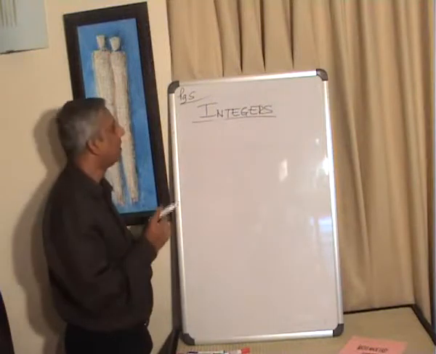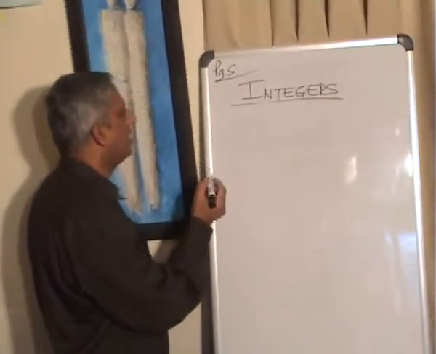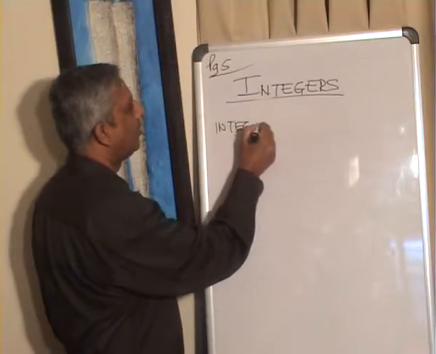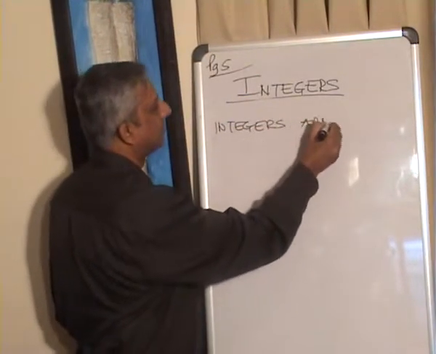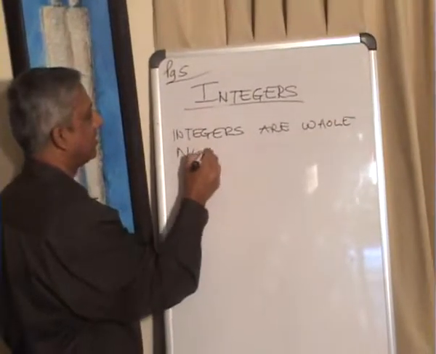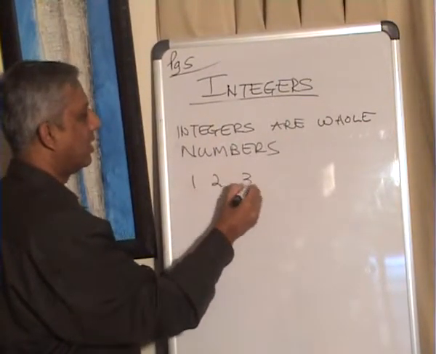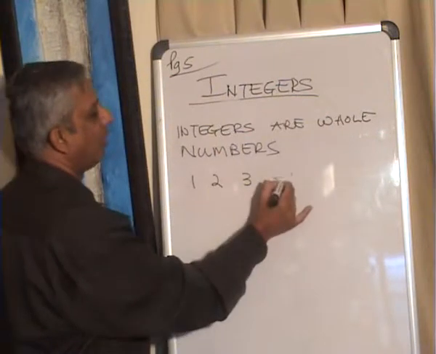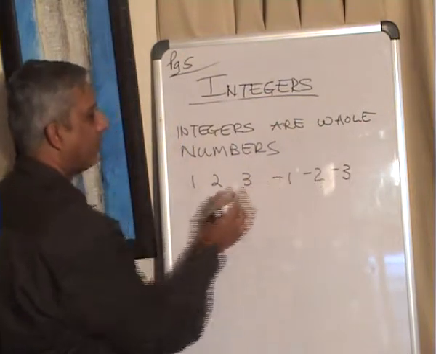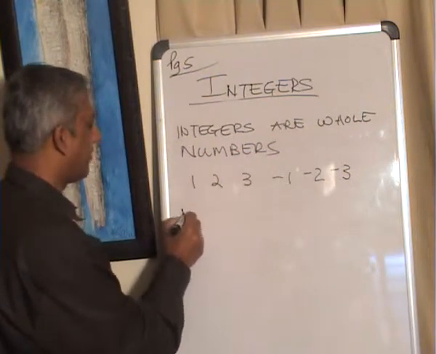So I hope you wrote the set correctly and drew the number lines correctly. Now the next important thing about integers is that integers are whole numbers. By this we mean that integers are 1, 2, 3. There's no integer in between here. -1, -2, -3. There's no numbers in between. So integers are not fractions.